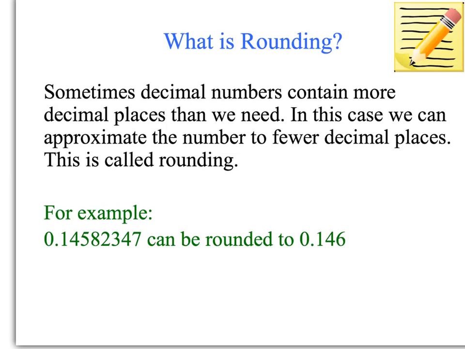So rounding is when we have a really long decimal number, and we don't need to use all those decimal places. We just approximate the number to fewer decimal places than is in the original number, and when we do that, it's called rounding. So you can see this example here, 0.14582347. We don't really need all those numbers, so we can round it just to make it easier to work with. We can round it to 0.146, and in the next slide I'm going to talk to you about the process for doing that.